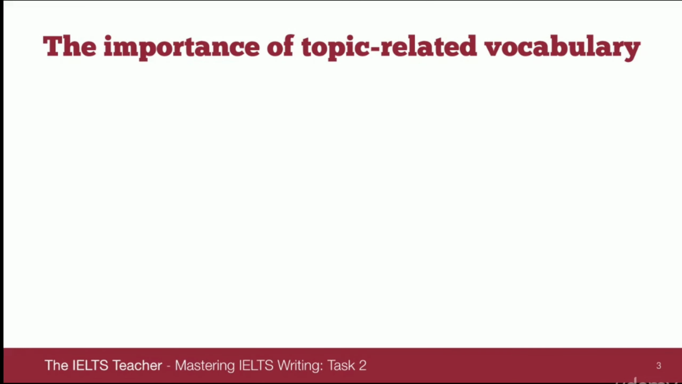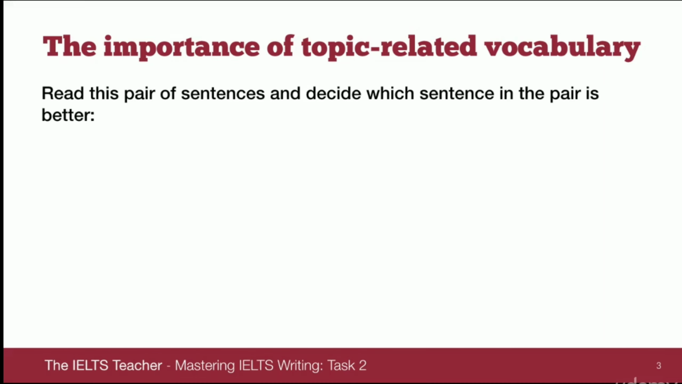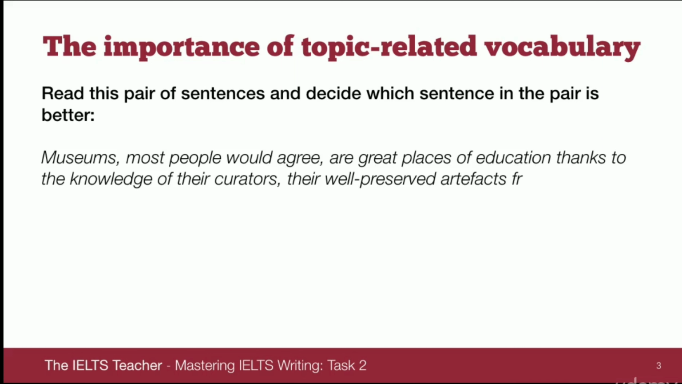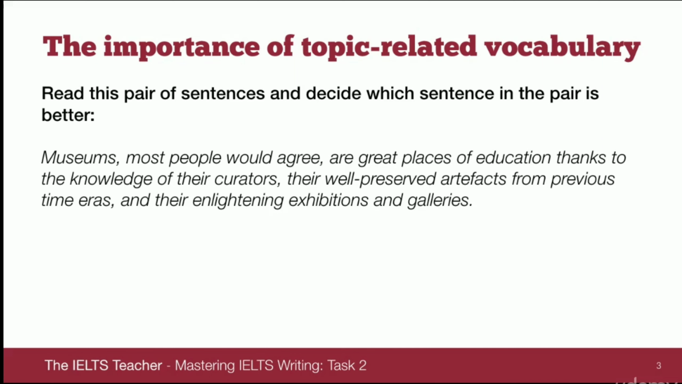So to illustrate the importance of this topic related vocabulary, we're going to look at 2 sentences. Now, I want you to read this pair of sentences and decide for yourself which sentence in the pair is better. So the first sentence here, museums, most people would agree, are great places of education thanks to the knowledge of their curators, their well-preserved artifacts from previous time eras, and their enlightening exhibitions and galleries.